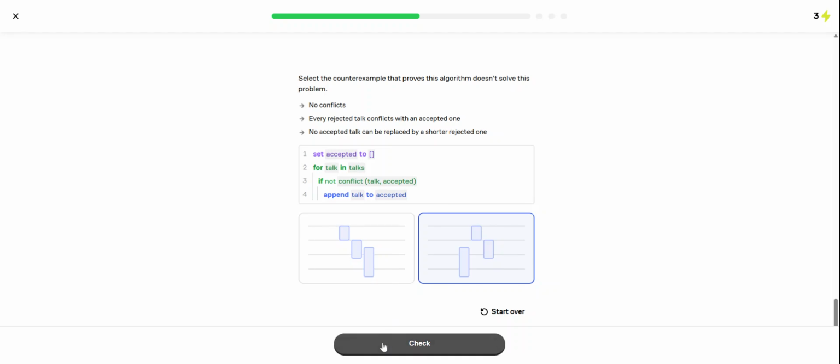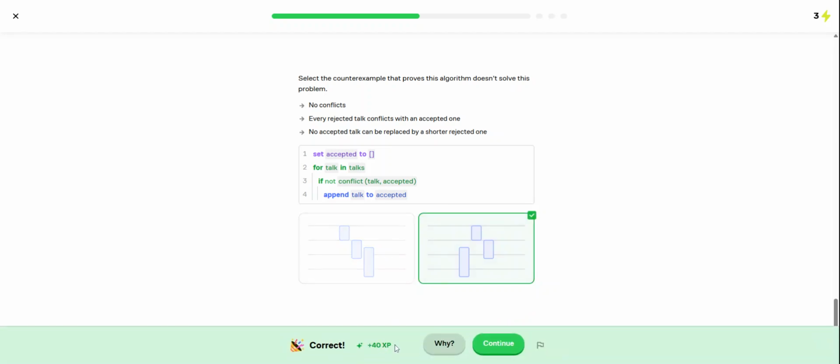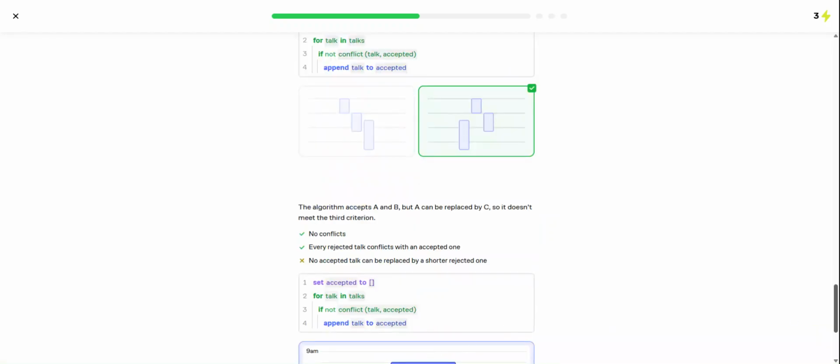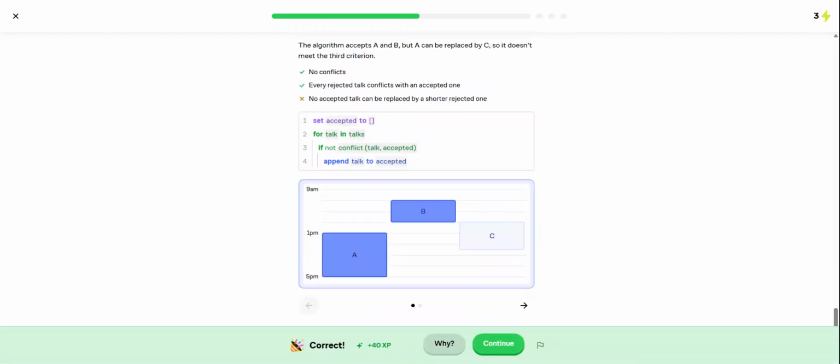Let's check. That is correct, as I just told you. Let's see why once again. Yes, the algorithm accepts A and B, the first two. It can be replaced by C, so it doesn't meet the third criterion. So the counterexample is that no accepted talk can be replaced by a shorter rejected one. A shorter rejected one can replace this one, like this is the longer one. So yeah.